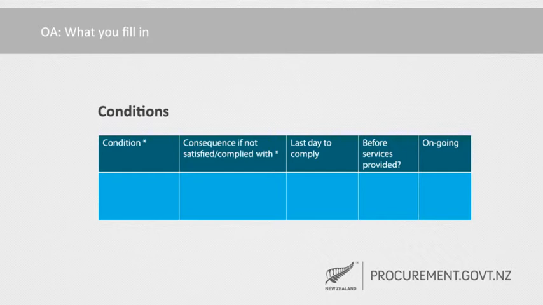For each condition, insert the consequences if it's not complied with. These could be the standard consequences available in the FTC or a specific consequence you may wish to include here. Again, any non-standard consequences should be discussed and agreed by the parties before the outcome agreement is entered. You also need to give the provider a deadline for meeting the condition.